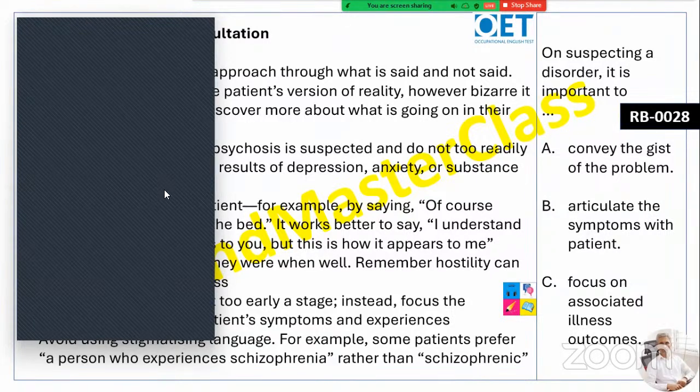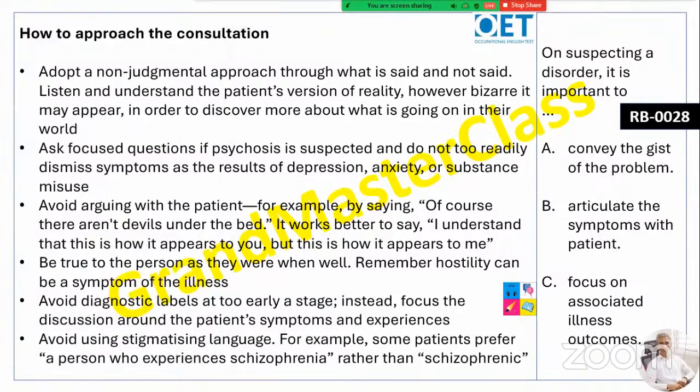Yeah, tell me what is the reason for you to give this option? Hello, sir. Yeah, Neha. Sir, I saw here in the question on suspecting a disorder, in the second bullet point, ask focused questions if psychosis is suspected. So do not too readily dismiss symptoms. So by seeing this bullet point, I have chosen this B option.